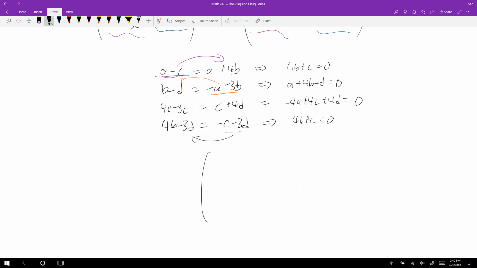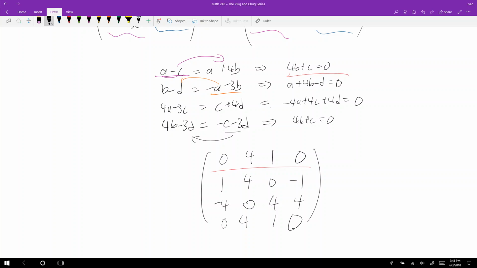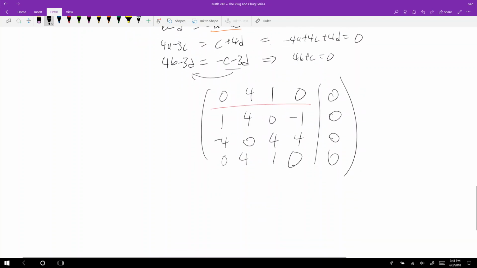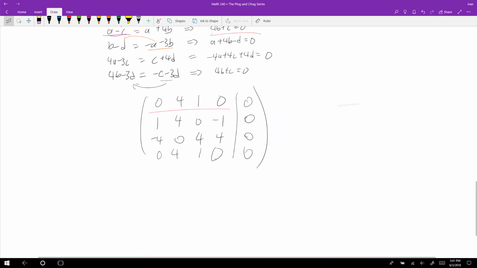So if we make this into a matrix, this is actually 0, 4, 1, 0. Okay, this row goes here, right? And then I get 1, 4, 0, negative 1, and then I get negative 4, 4C, so this is 0, 4, 4, and 0, 4, 1, 0. Okay, and what is this equal to? Well, this is just equal to a bunch of zeros on the right-hand side of an augmented matrix. Okay, and let's solve this system of equations then.